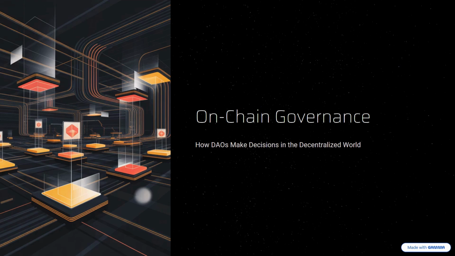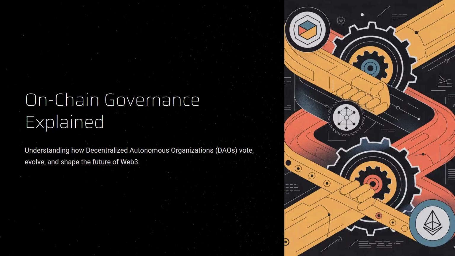On-chain governance is how decentralized protocols make decisions without centralized control. In this video, we'll explain how governance works in Web3, how DAOs vote, and why on-chain governance is a key pillar of decentralization. Governance in Web3 refers to how rules are created, updated, and enforced within a protocol.